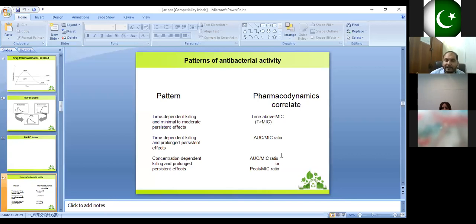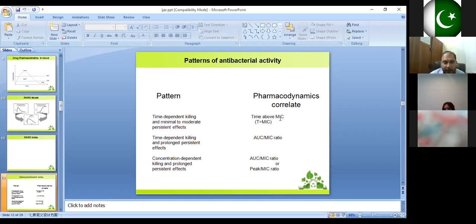While in case of time dependent drugs, like the cephalosporin group, cefotaxime, cefoxitin, etc., the major parameter is time greater than MIC. We need not increase the dose up to the maximum level, just above the MIC. So in case of time dependent drugs, we should follow a strict schedule.